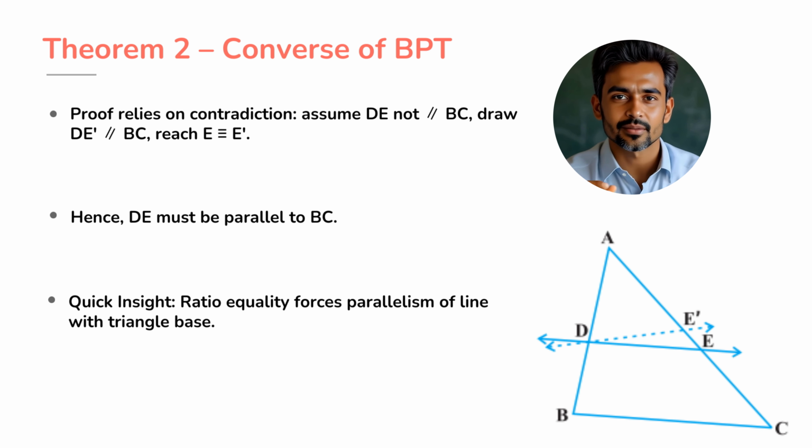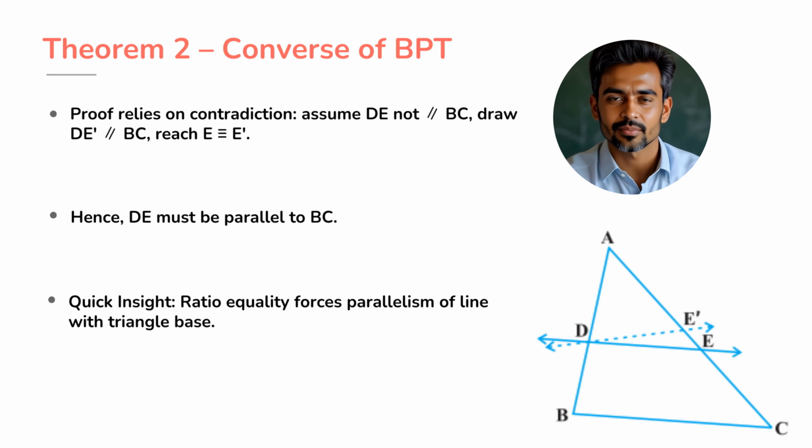to the third side. Quick insight: ratio equality acts like a strict rule in geometry. It doesn't allow any freedom, it automatically forces parallelism. And that's the converse of the basic proportionality theorem. In the next lesson, we'll see how this powerful result is applied in solving real-world and exam problems.